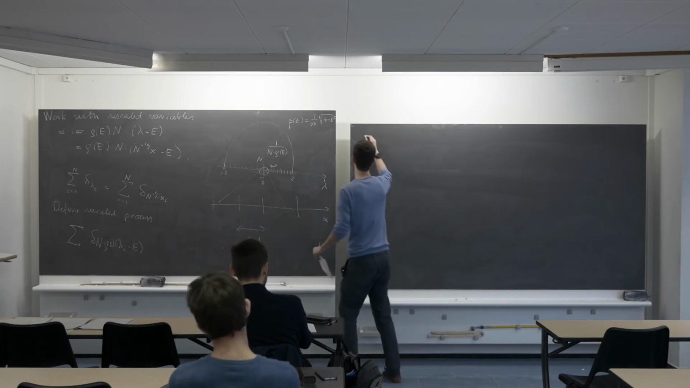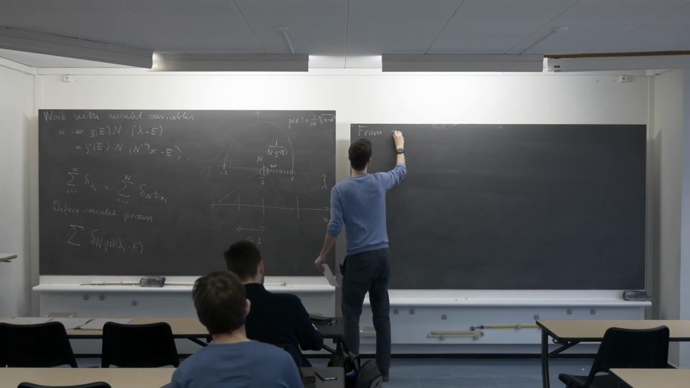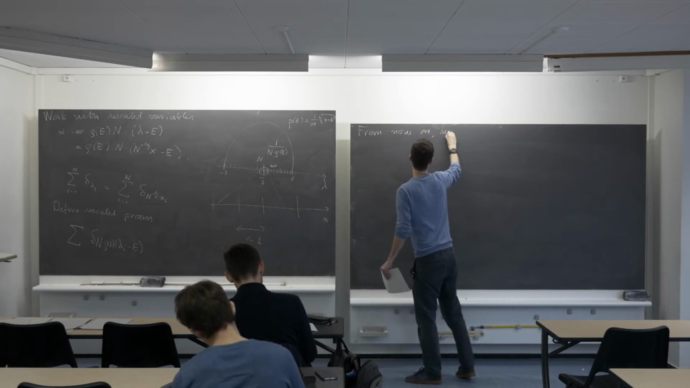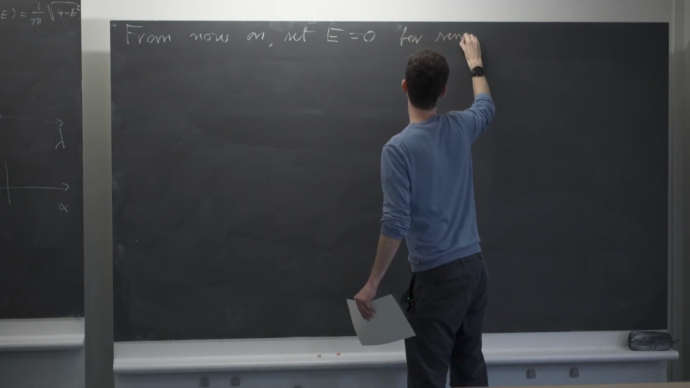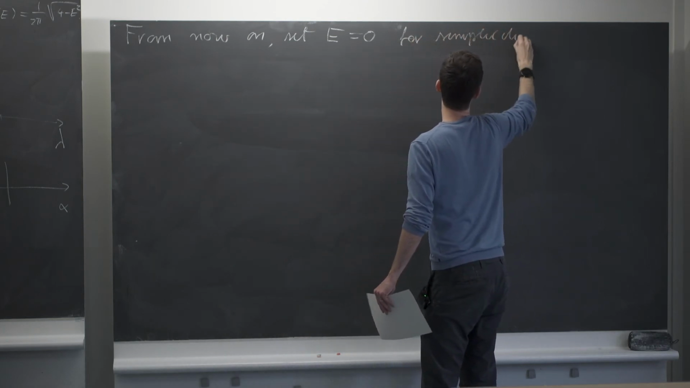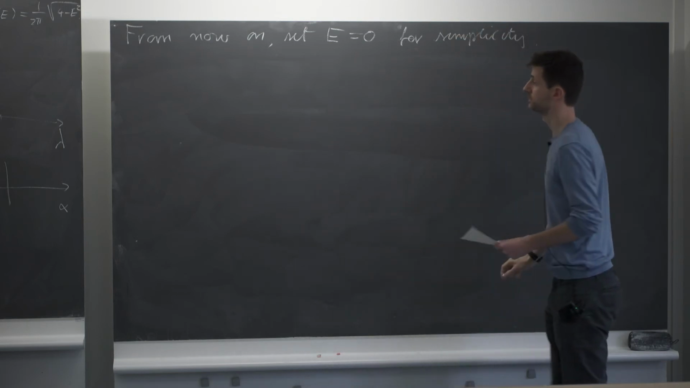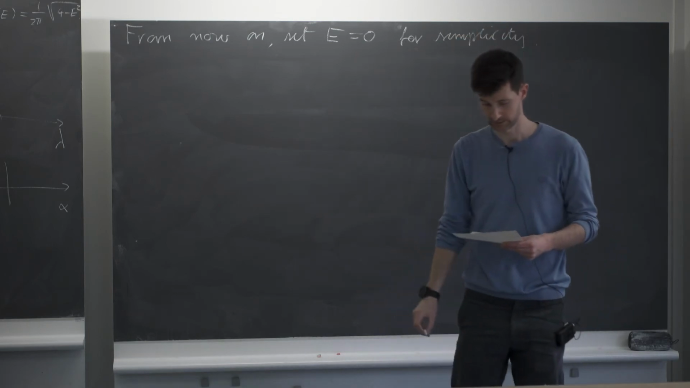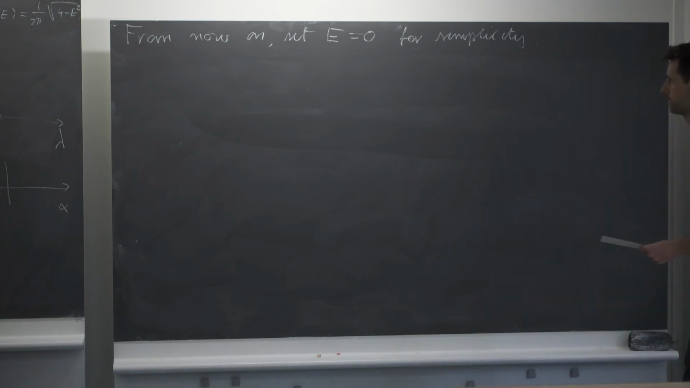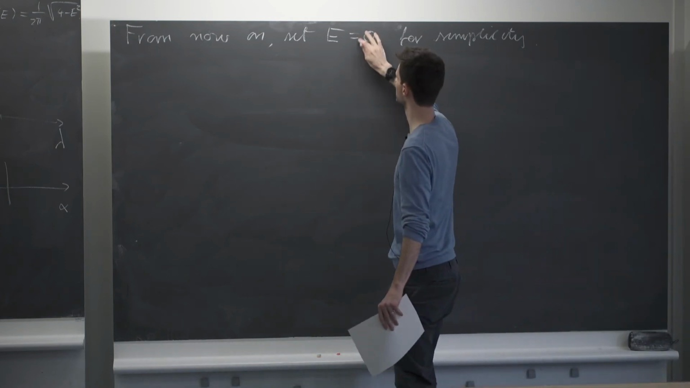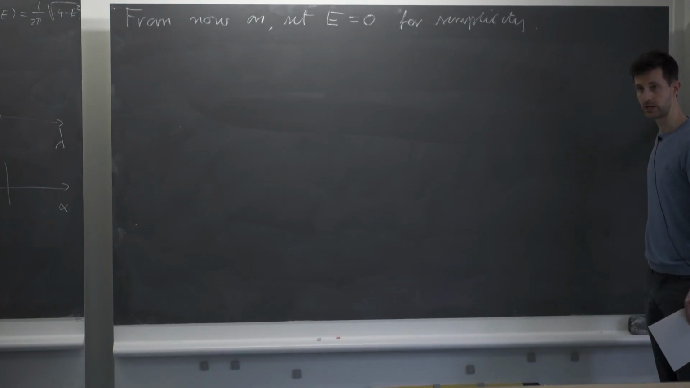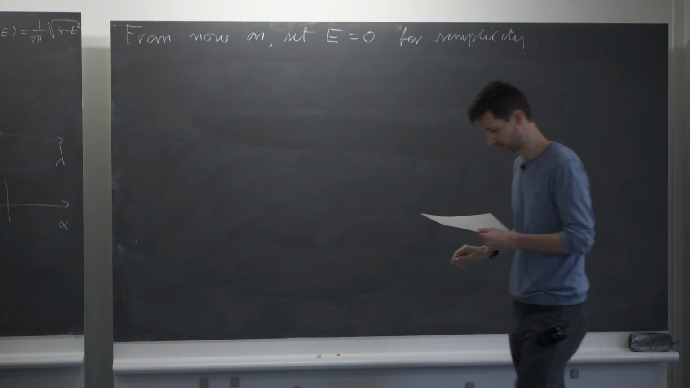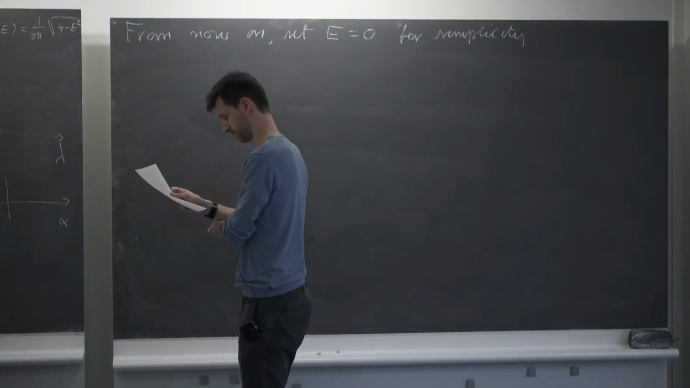Okay, so from now on, set E equal to 0 for simplicity. Next year, next decade even, I will explain how you should do the argument we're about to do if E is not equal to 0. It's not fundamentally different. The asymptotic analysis becomes slightly more complicated, but the basic philosophy is the same.